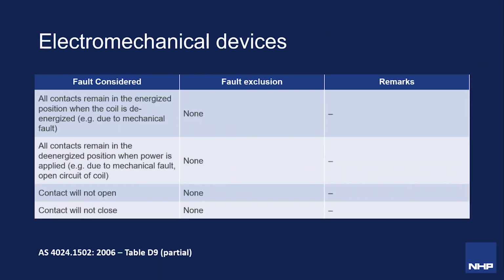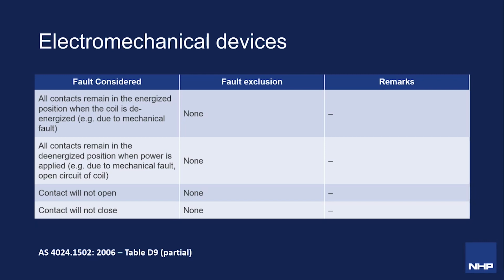When it comes to electromechanical output devices like contactors and relays, we can't rely on direct opening action to save us from faults occurring, because these are electrically actuated, not mechanical. So naturally, some faults we just simply cannot exclude from occurring, so we have to monitor for them.